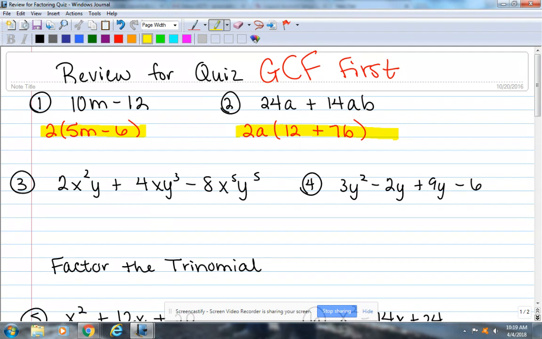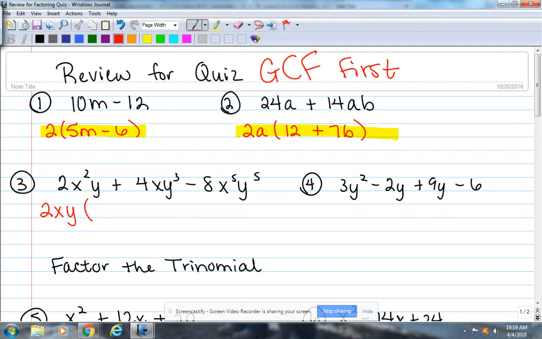What's the largest number that goes into 2, 4, and 8? 2. Do they all have an x? Yes. What is the smallest one? x. Do they all have a y? What's the smallest one? So is everybody okay with 2xy being the GCF?